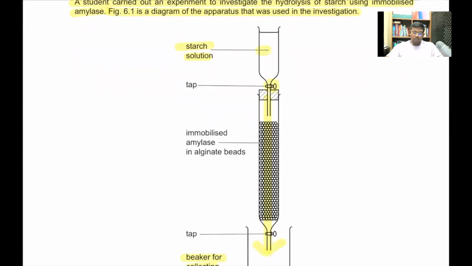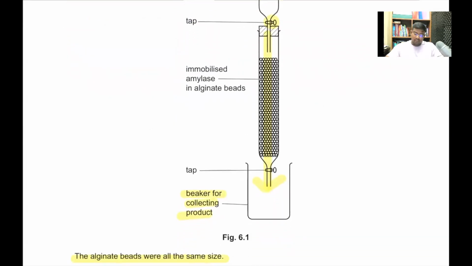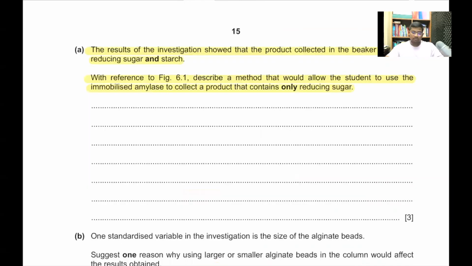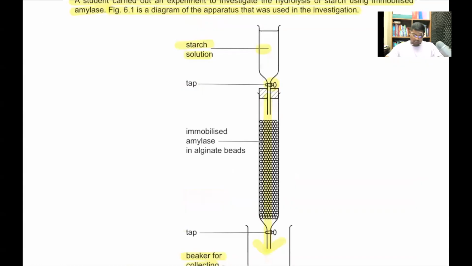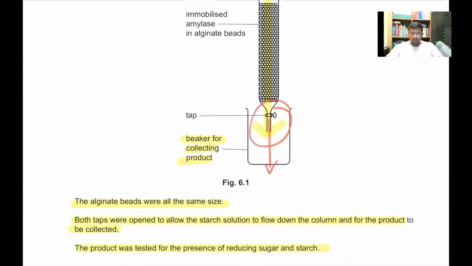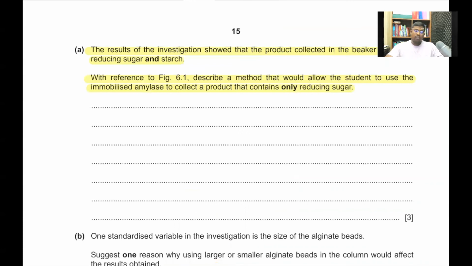Okay, so if the student wanted to collect reducing sugar only, then the student should open this top tap while keeping this particular tap closed and allow this vessel to fill with the starch, and the starch will then be broken down into reducing sugar once enough time has passed, depending on the amount of enzyme added, let's say 5, 10 or 15 minutes. Then the student can open the bottom tap and allow the liquid to come out. As a result, the liquid is going to contain only reducing sugar.